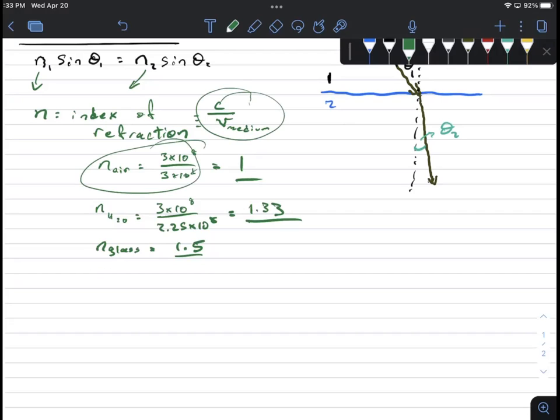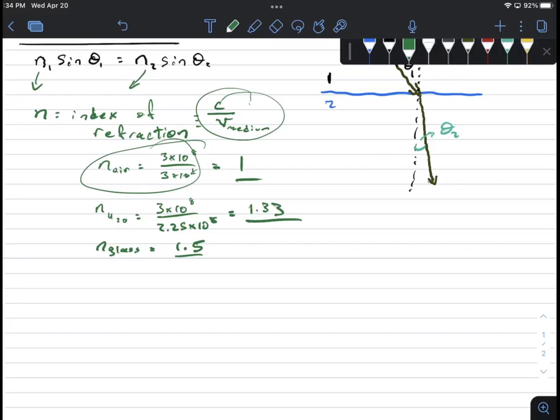Because the smallest it could possibly get is one. It can't go any faster than 3 × 10⁸. That's the fastest. So all that can happen is that light can slow down because it's in a thick medium. So you could have one if it's in the air, or if it's in something else, it's going to be something bigger than one. 1.2, 1.3, 3, anything like that.